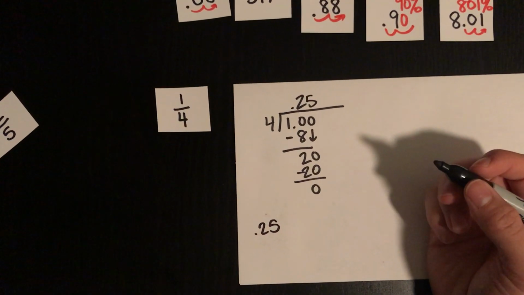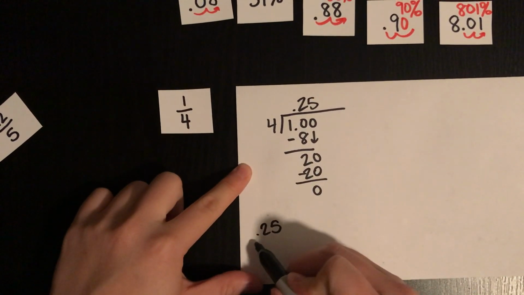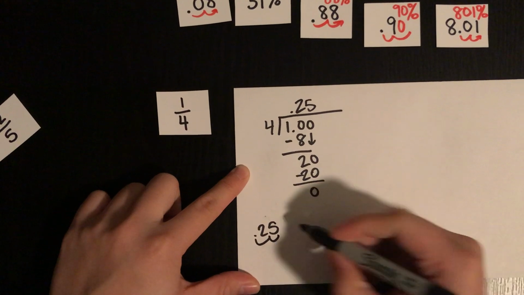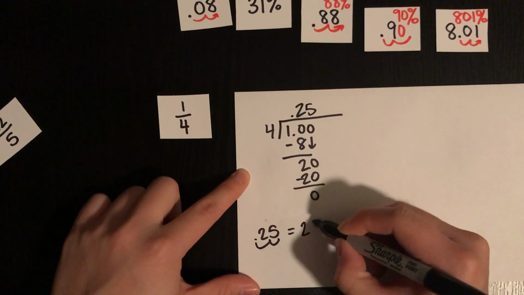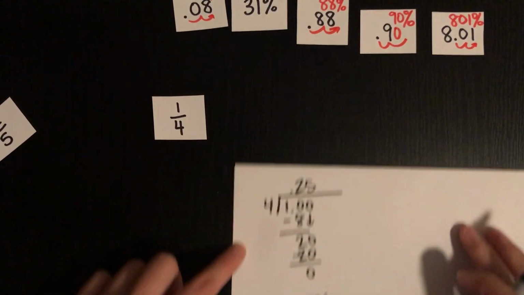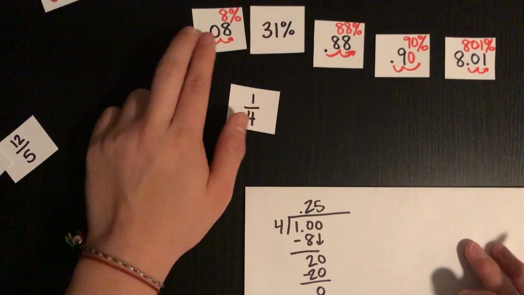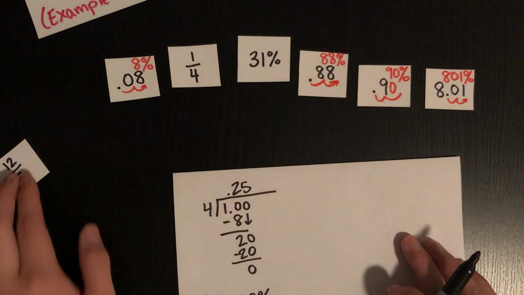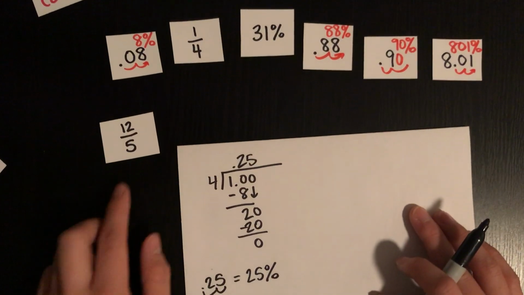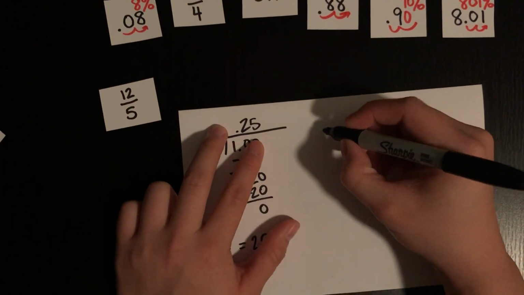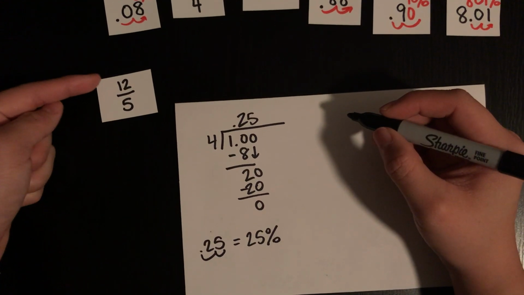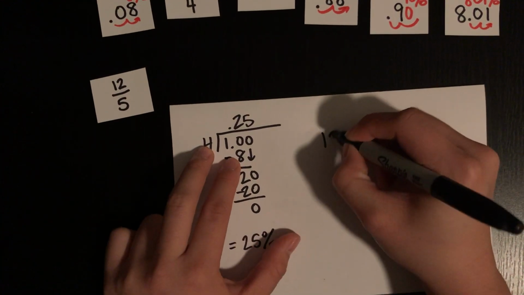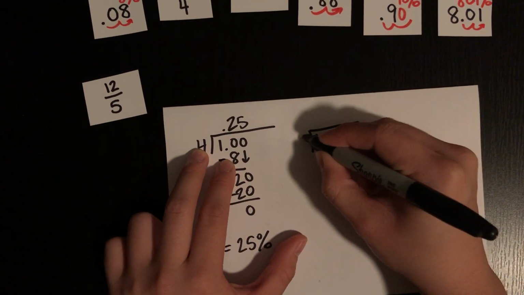If we change this to a percent, we move this decimal place over 2 places to the right. So 0.25 is the same thing as 25%. 25% is greater than 8%, but less than 31. Our next fraction is 12/5. So I use my finger and I push the top number off into the box. And 5 stays on the outside.